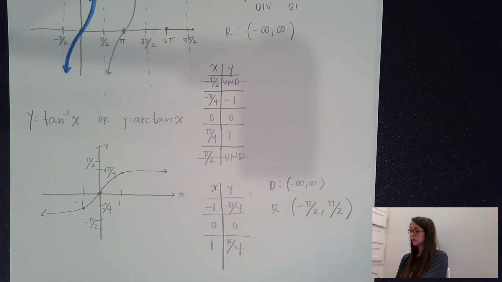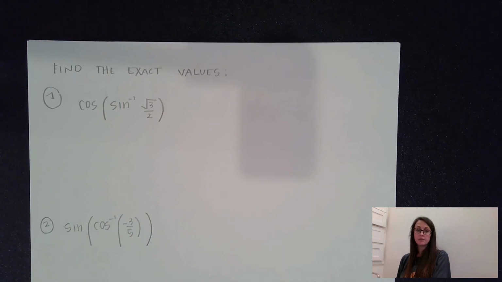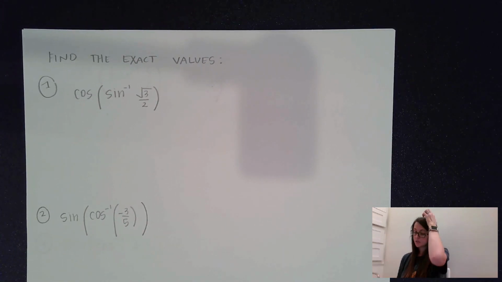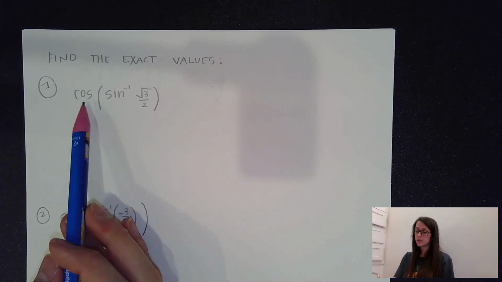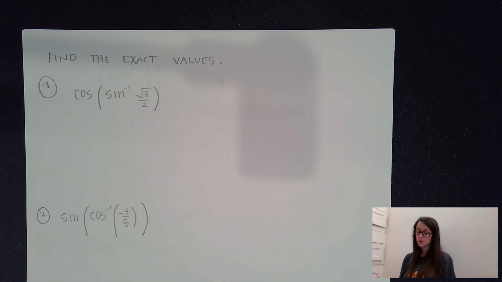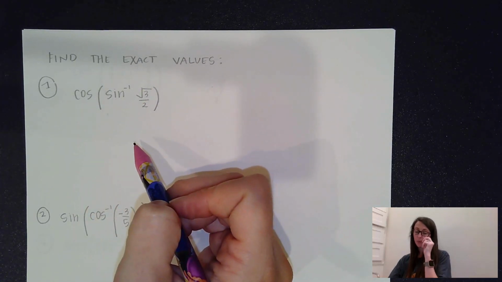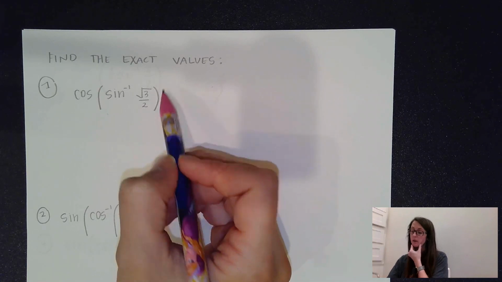Alright, so I want us to refresh our memory a little bit of finding the compositions of our inverse functions. We did that in, I think, our first test. So I want us to look at this one here. Cosine of sine inverse of square root of 3 over 2. So where is sine square root of 3 over 2? And we can look at the unit circle here.